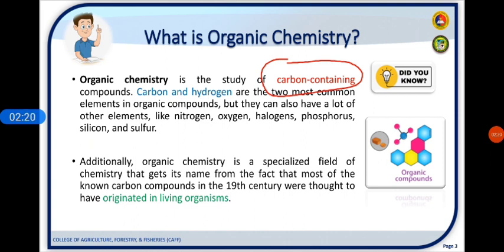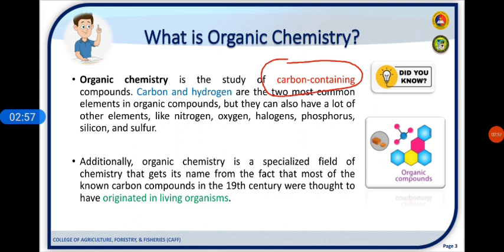Now, what are organic compounds? Organic compounds are any of a large class of chemical compounds in which one or more atoms of carbon are covalently linked to atoms of other elements, most commonly hydrogen, oxygen, or nitrogen. The few carbon-containing compounds that are not classified as organic include carbides, carbonates, and cyanide.